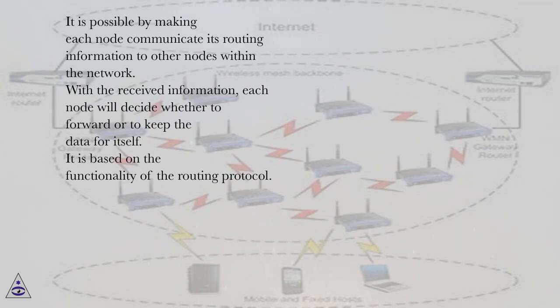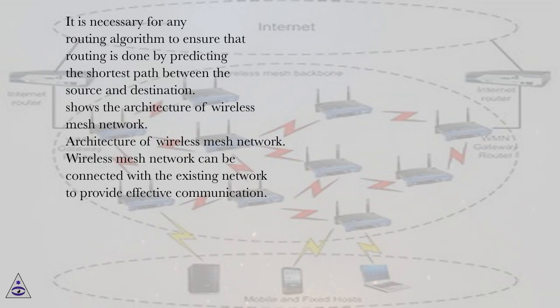With the received information, each node will decide whether to forward or to keep the data for itself. It is based on the functionality of the routing protocol. It is necessary for any routing algorithm to ensure that routing is done by predicting the shortest path between the source and destination. Shows the architecture of wireless mesh network.